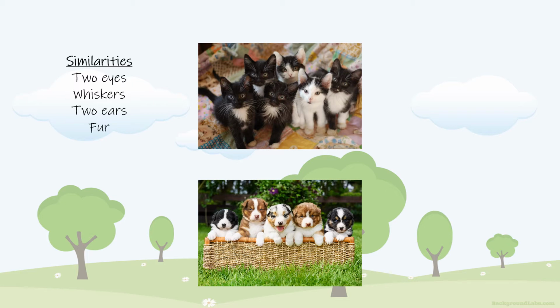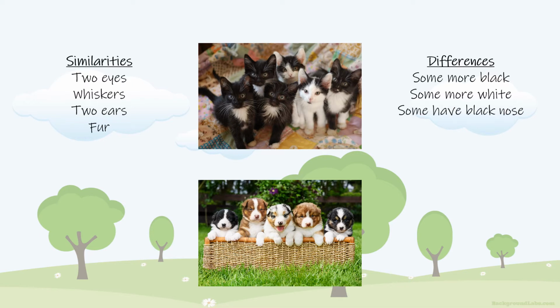How about differences? The first difference I noticed is that some of them have more black on their fur than others. What are differences that you noticed? That's right, some are more white. Some have a black nose, and some have a pink nose. There are many similarities and differences that we can find between the animals in this picture.